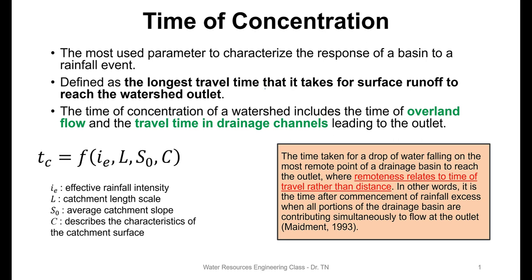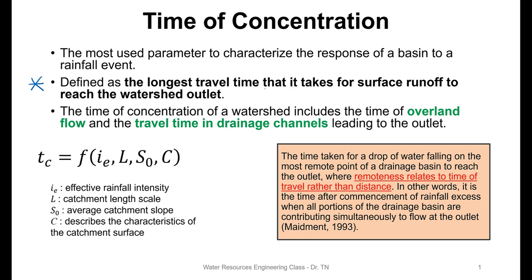Well, I have two definitions for you. One of them is over here. This is a standard definition of time of concentration that tells you that Tc, or time of concentration, is the longest travel time that it takes for surface runoff to reach the watershed outlet. This definition makes time of concentration simple.